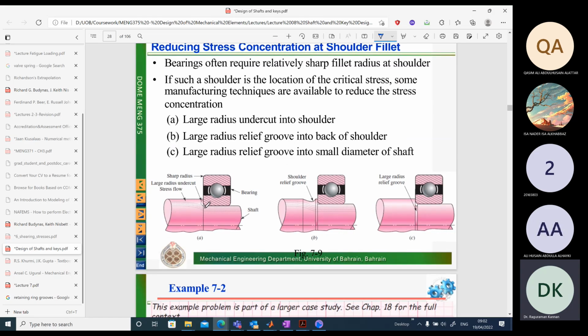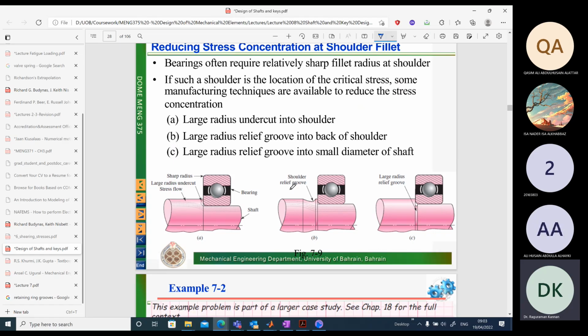Whenever you have a shoulder again or a change in geometry, it leads to stress concentration effects right at the corner here, and there are ways to reduce it. We can provide what you call an undercut in the larger portion of the shaft, or you can provide a relief groove on the larger portion or the smaller portion. These grooves also reduce the stress concentration effects, and there will be a smooth variation in the stress between the larger portion and the smaller portion of the shaft.